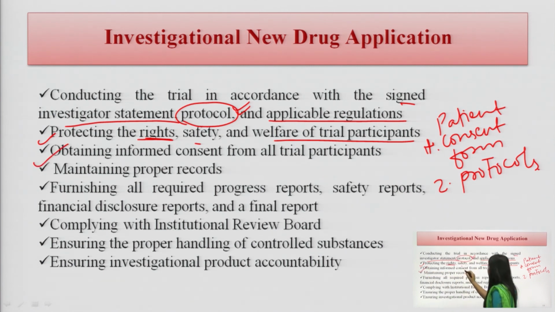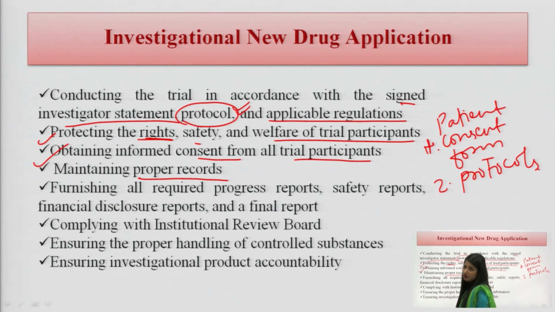Another, obtaining informed consent from the trial participants, I told you. So these two points are connected here. Then there should be a proper record. The investigator will not show any bias, not for the sake of any company, not for giving any information for the sake of any organization, not for the sake of the sponsor's company. So it should be without bias. Maintaining proper records without any bias is very important.